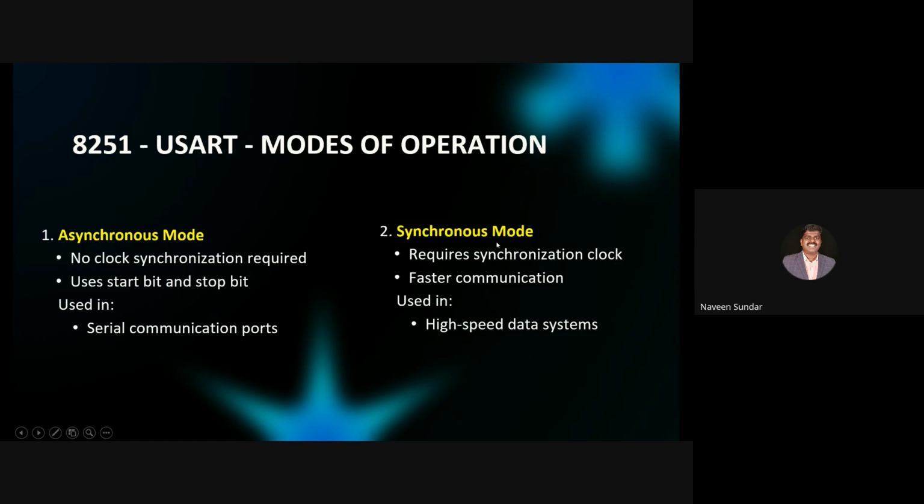But here it is synchronous mode. An example is the serial peripheral interface, and Ethernet high-speed networks are also a good example of synchronous mode. Here, data is sent as a continuous stream using a common clock signal. Since the clock signal is shared, we call it synchronous mode. This is the difference between the asynchronous and synchronous modes in 8251.